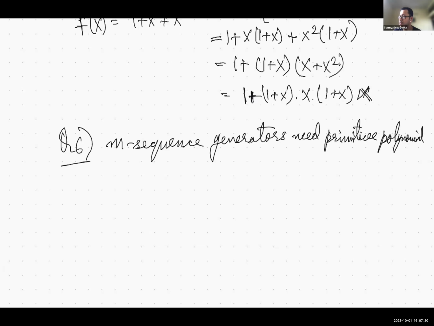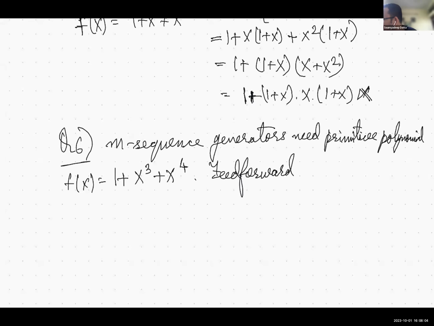Let's say your primitive polynomial is 1 plus x cube plus x to the power 4. You can check and see this is also a primitive polynomial. You are asked to show the feed forward shift register representation. This polynomial is implemented in hardware using registers. So how do you do that?